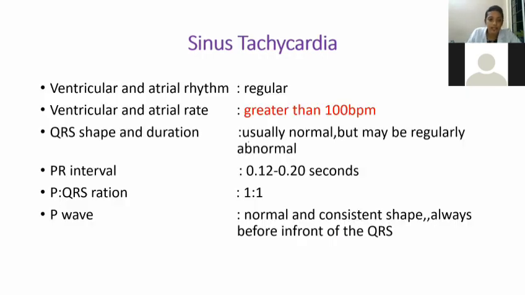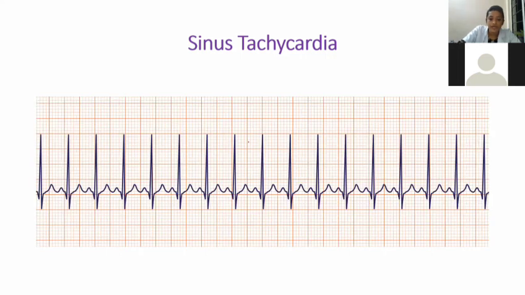Then sinus tachycardia. As already said, all other criteria of a normal sinus rhythm are followed here, but the ventricular and atrial rate will be greater than 100 beats per minute. Then we will call it sinus tachycardia. So you can see here the ECG is showing a sinus tachycardia.